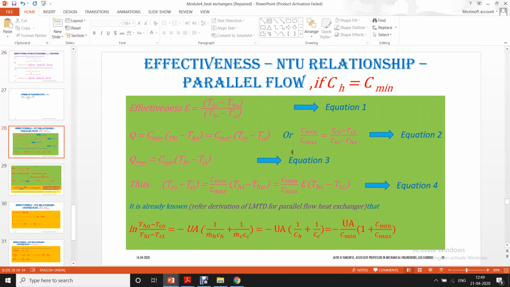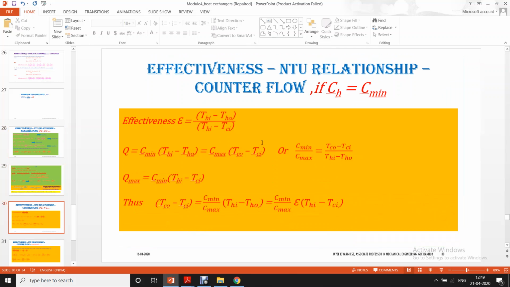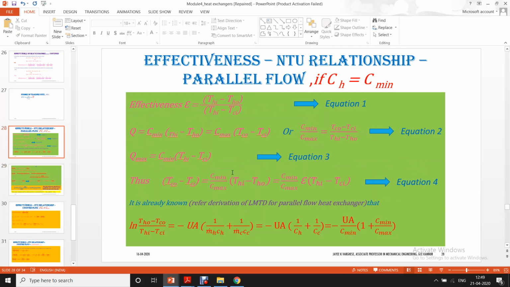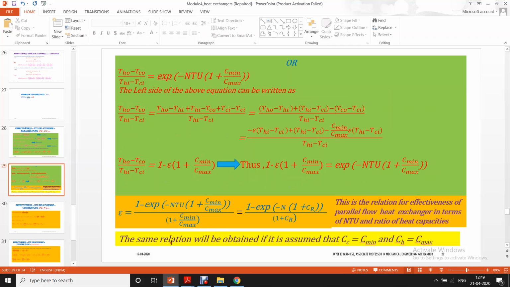We started the derivation of effectiveness NTU relationship for a parallel flow heat exchanger by first assuming that hot fluid is equal to minimum fluid, and we obtained the relationship effectiveness is equal to 1 minus e to the power of minus NTU into 1 plus C min by C max divided by 1 plus C min by C max. Remember, CR stands for the ratio of specific heats, like this.